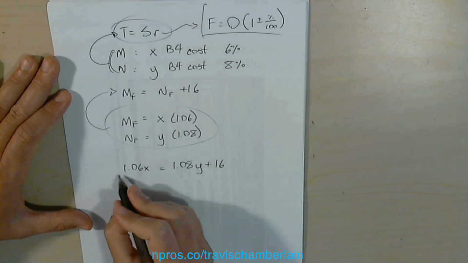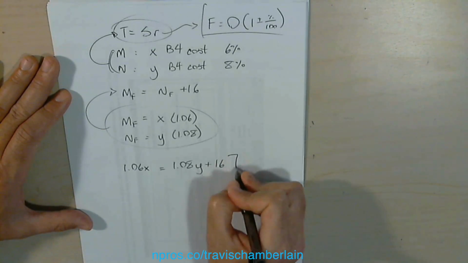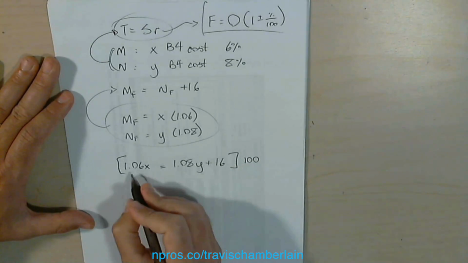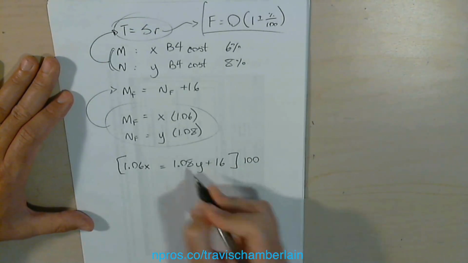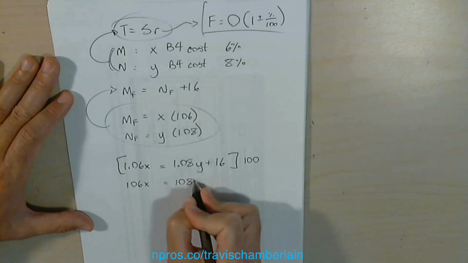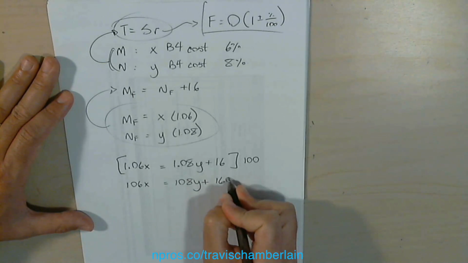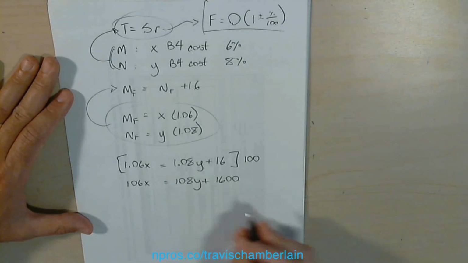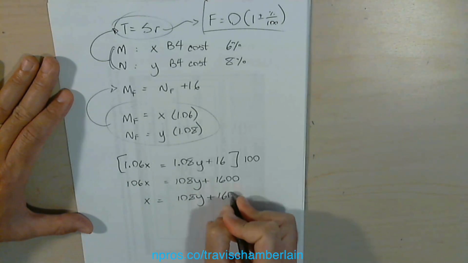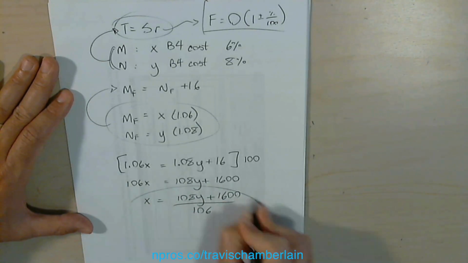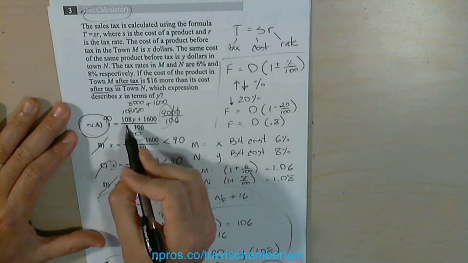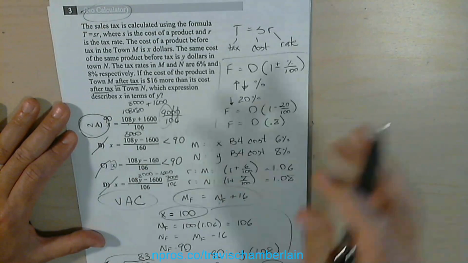A nice math trick here is to say, you know what, these decimals, they're just not fun to deal with. So why don't we take this entire equation and multiply it by 100? That way the decimals are going to go away because they're out to the 100th place. So 106x is going to equal 108y plus, careful here, 1600. Okay, well, all that's left to do is to divide by 106. X equals 108y plus 1600 over 106. If you take a look at your original question, that exactly corresponds with A, 108y plus 1600 over 106.